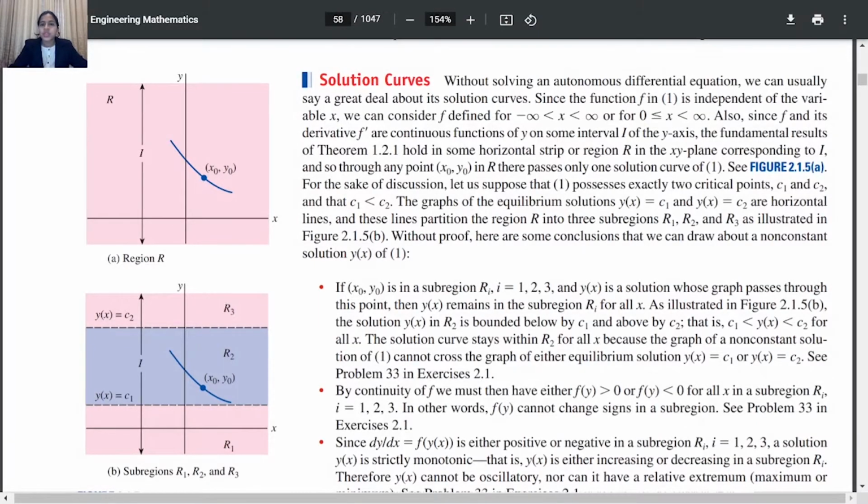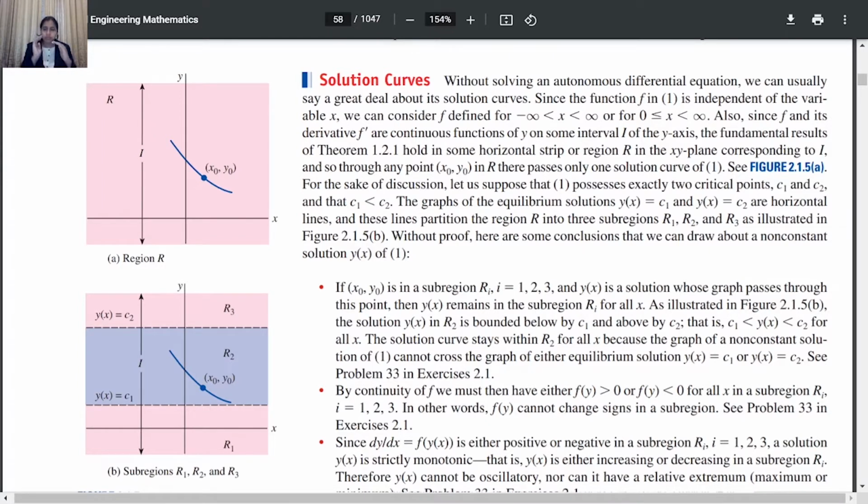So solution curves: as it states, without solving an autonomous differential equation, we can say a lot about its corresponding solution curve. Since we are dealing with autonomous differential equations, we can consider the variation of x according to our own will. Either x can vary from minus infinity to infinity, or only over the positive axis, 0 to infinity, and so on.